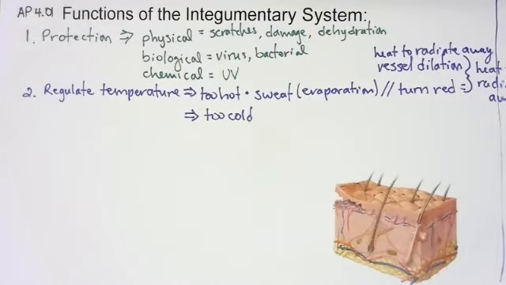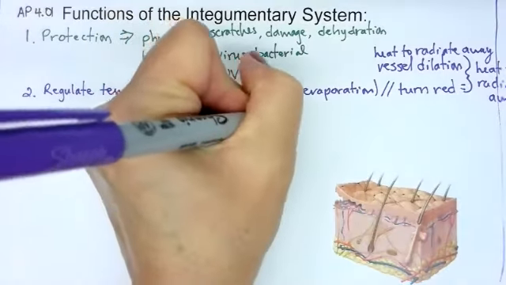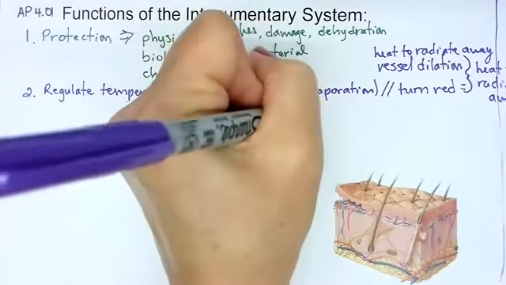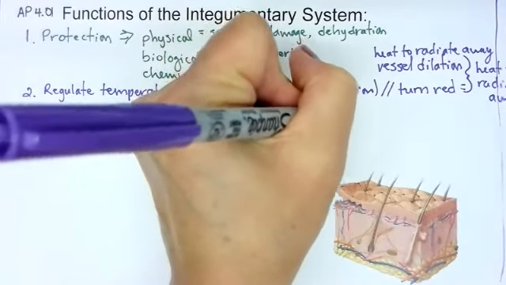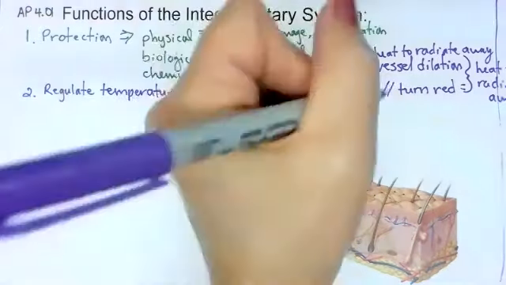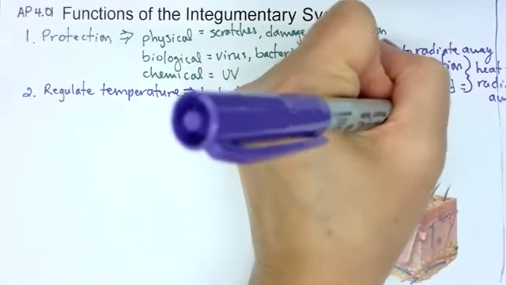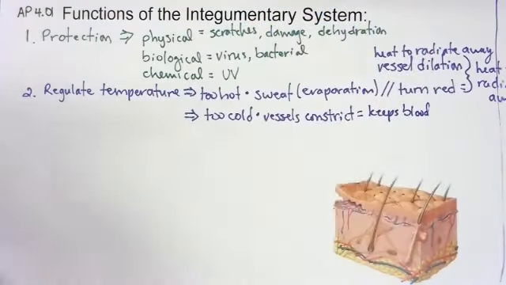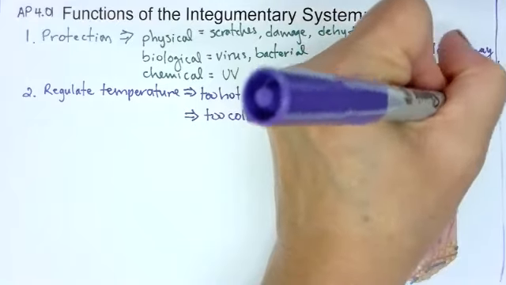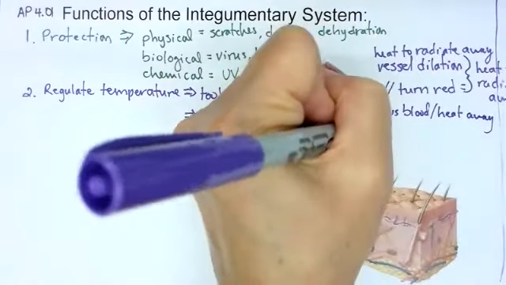So if you're cold, the opposite's going to happen. Your vessels are going to constrict. That's going to keep the blood away from the surface, and it's going to preserve your heat. So this keeps blood away from the surface. And remember, your blood is heat, so blood and heat away from your surface.